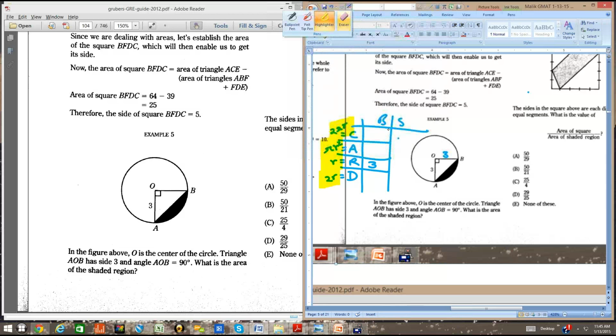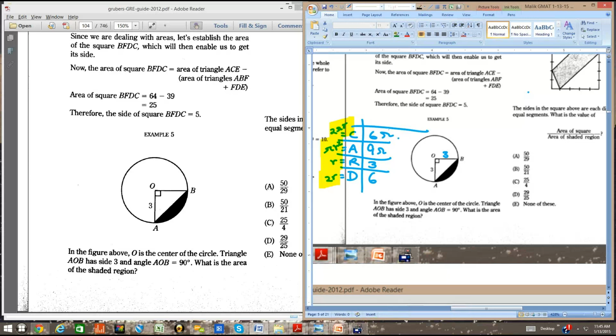Now, in this question, we know this is 3. So right away, you can fill this up. We don't need everything, but let's just do it anyway. Diameter is 6. Area is pi r squared, which is 9 pi. And circumference is 2 pi r, which is 6 pi. So we know everything about this circle, right?